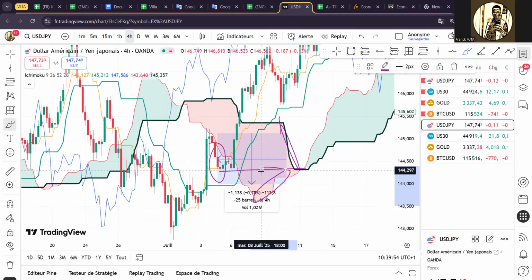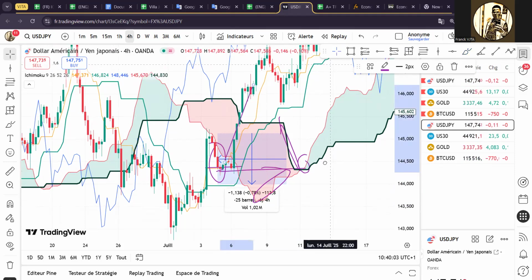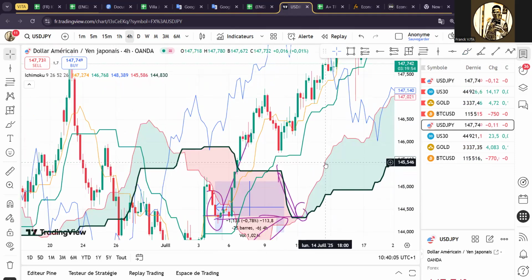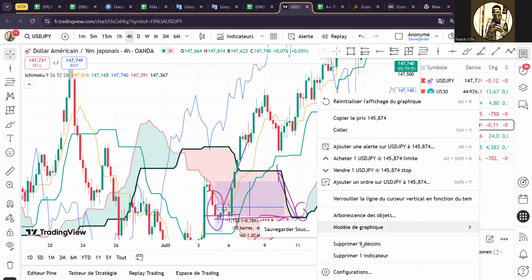This one is a good sign of reversal. Don't wait for the cloud to cross. Only here you can start buying because you are seeing scissors. Don't be afraid of scissors.